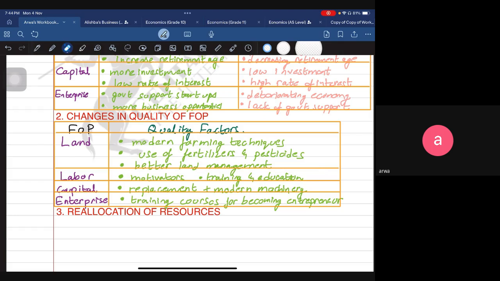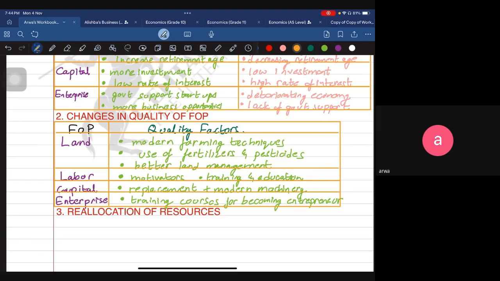Okay, so I guess this is it about the changes in the quality of factory production. Any point that you are missing out on, or anything that you haven't understood? Everything clear? Any questions till now?